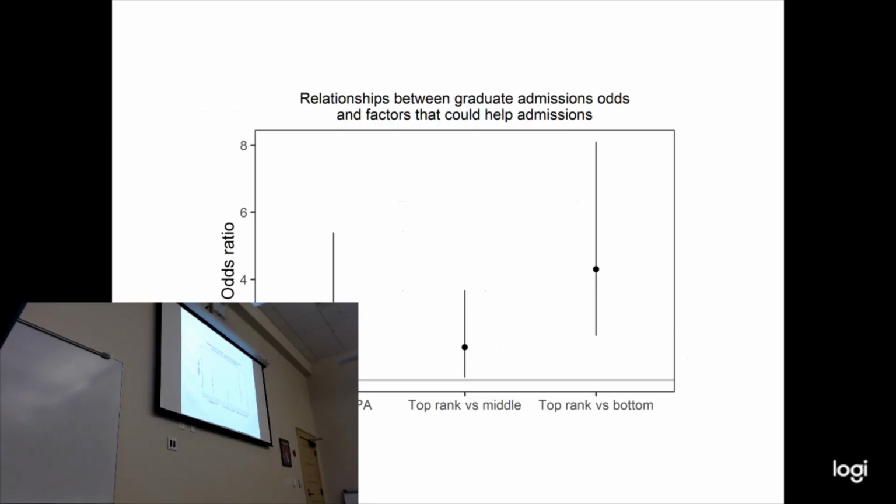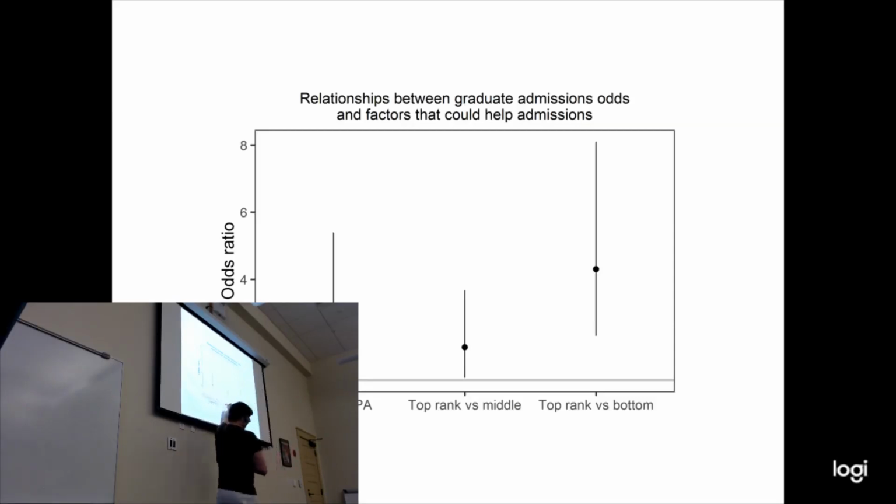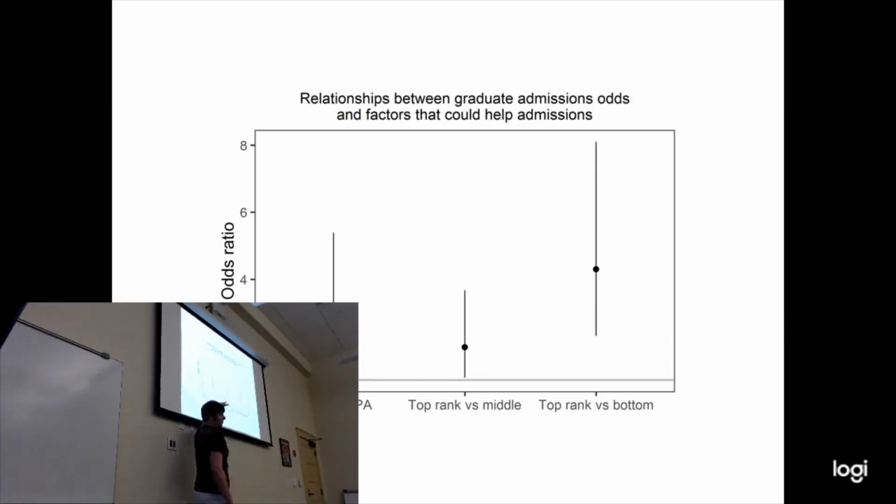So this is what that plot looks like. I've added a horizontal line at 1 because for odds ratios, if the coefficient is different from 1, that means there's a relationship. That's going back to this fact that these are multiplicative. So that's a significant difference if these 95% confidence intervals don't overlap with 1. One thing that jumps out, I think, from this plot is that going to a top-ranked school relative to a bottom-ranked school really helps a lot.